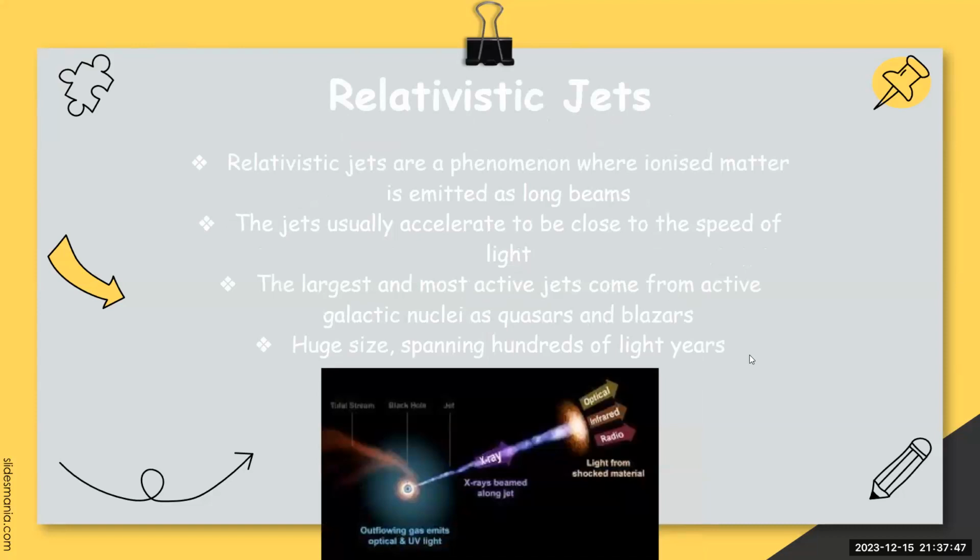So next, relativistic jets. They are a phenomenon where ionized matter is emitted as long beams. They usually accelerate to be close to the speed of light, and the largest and most active jets come from active galactic nuclei, like quasars and blazars. And they're also massive, usually spanning hundreds of light years across.